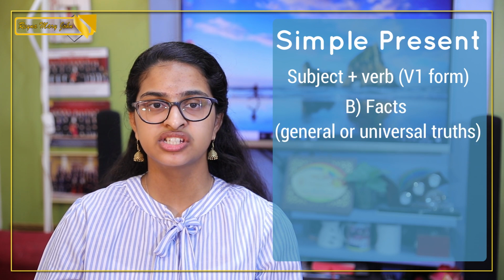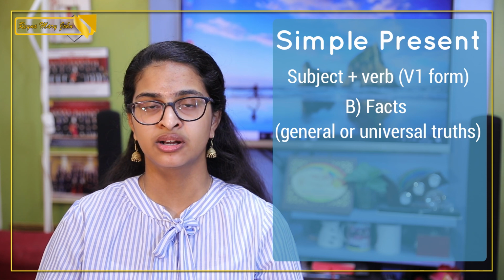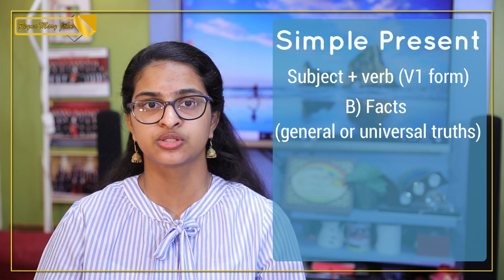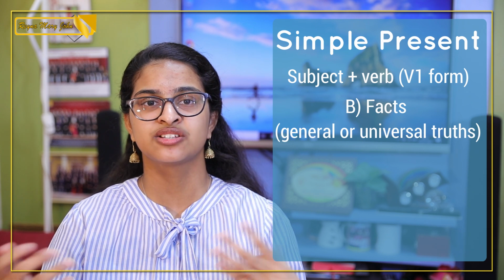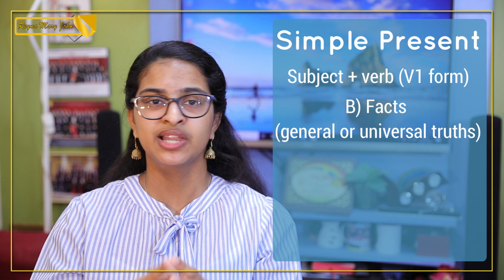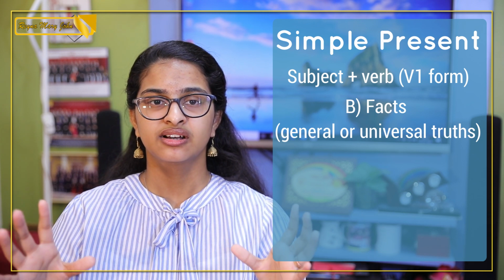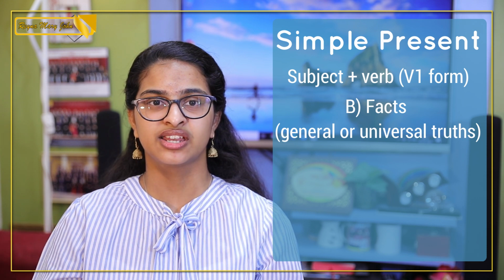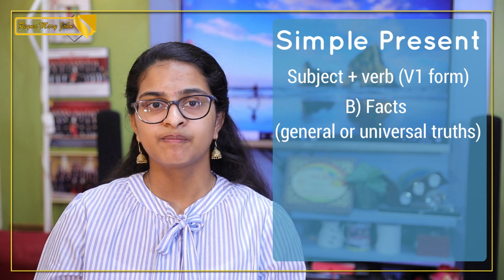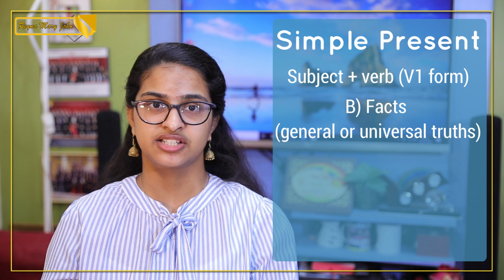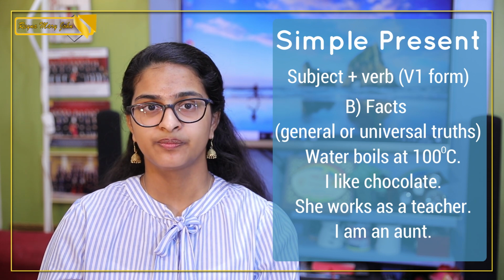And the second usage is to refer to facts. Now these can be facts about general people or general truths or universal truths. For those of you who don't know, universal truths are things we've considered completely true. Things like water boils at a certain degree, water freezes at a certain degree, things like that. So some examples are, water boils at 100 degrees Celsius. This is a universal truth. It's universally accepted.